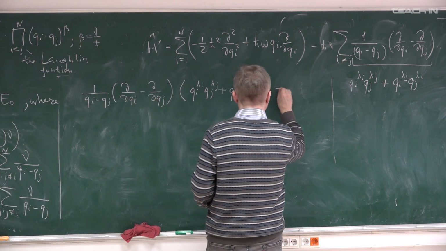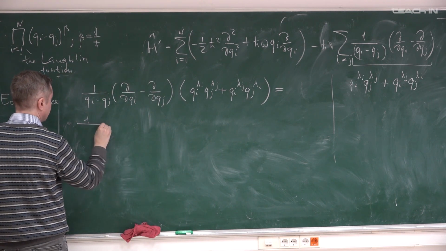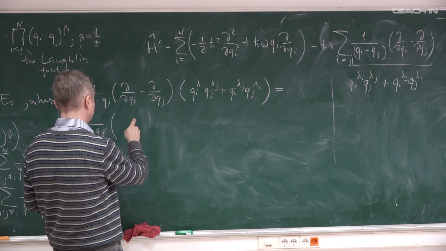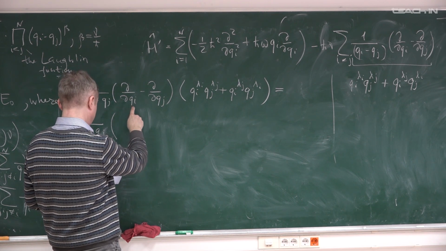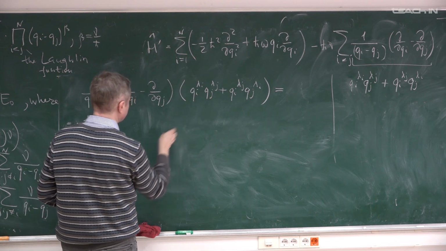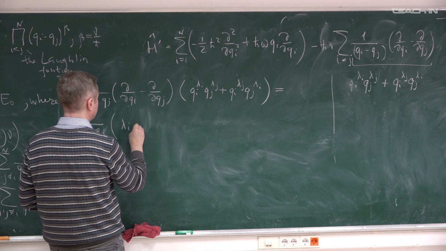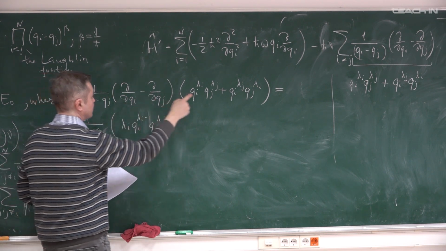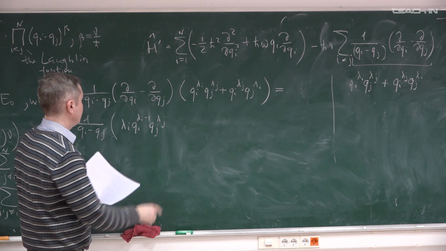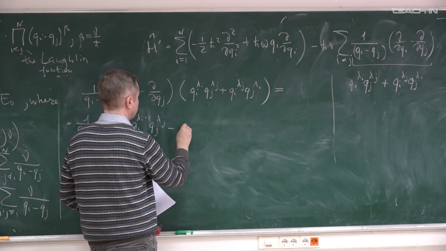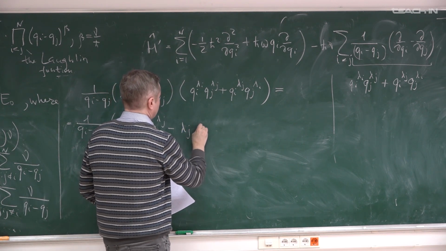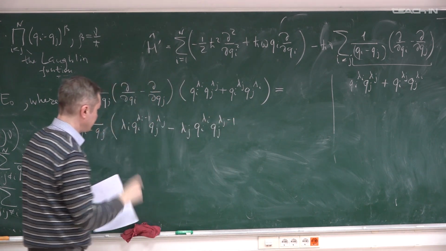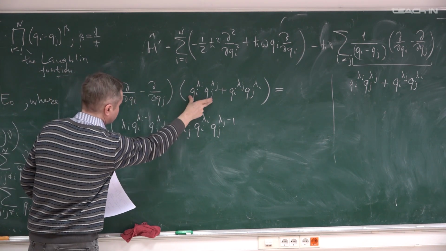So let us write what we have. We have this 1 over qi minus qj, and the result of acting first by this operator on the first term: lambda I qi^(lambda I minus 1) qj^(lambda j), this to this, then this to this minus lambda j qi^(lambda I) qj^(lambda j minus 1). This is the action of this operator on the first term.